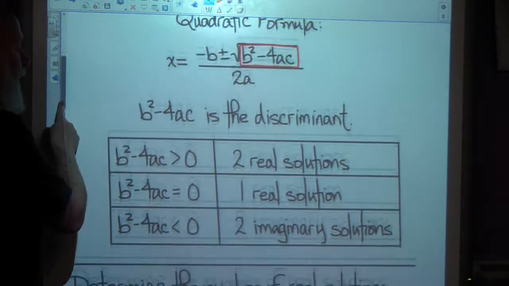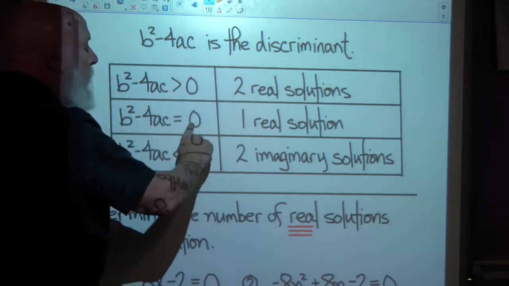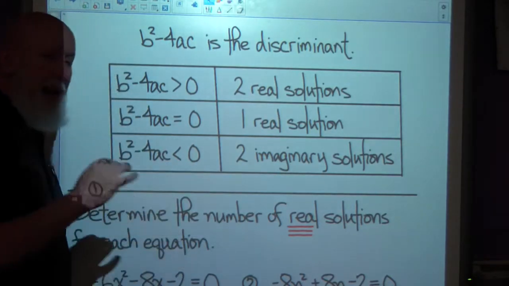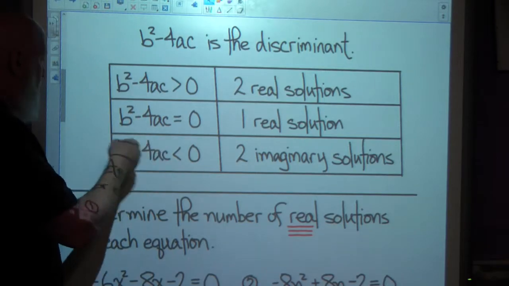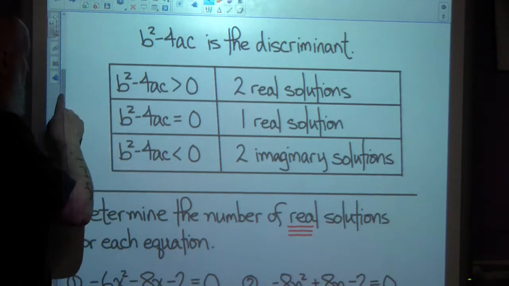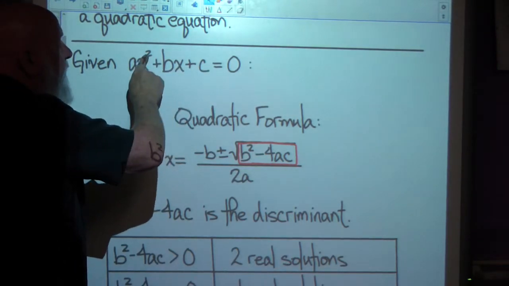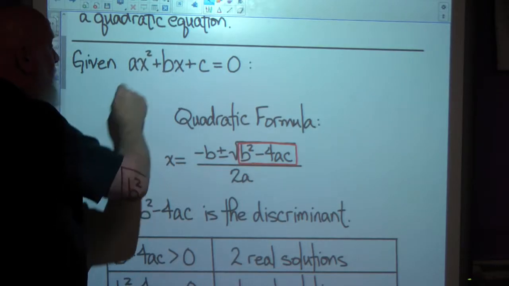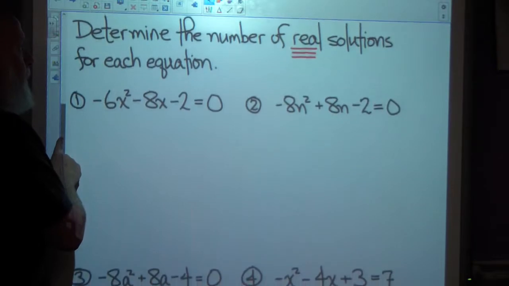So this is what we're going to be keeping in mind. If it's positive, there are two real solutions. If it's equal to 0, there's one real solution. And if it's negative, there are two imaginary solutions. And that's going to allow us to determine the number and types of solutions of a quadratic equation. Remember, a quadratic equation is any equation that has the highest exponent in the variable is a 2. So let's take a look at this.